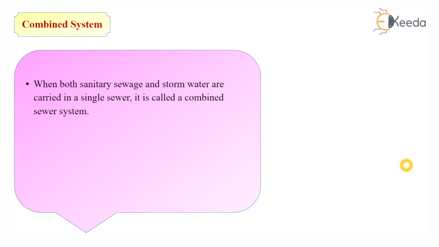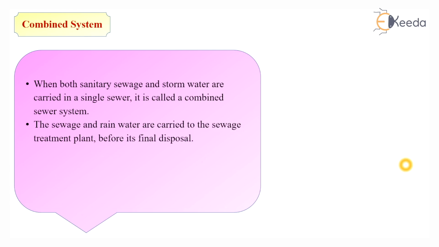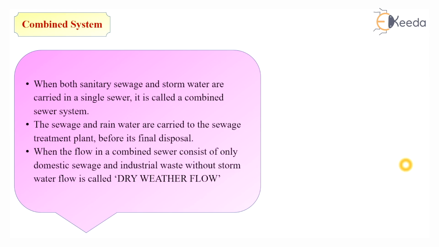That means we are combinedly collecting the sewage as well as storm water through this one set of sewer. So there is only one set of sewer. The sewage and rainwater are carried to the sewage treatment plant before its final disposal. When the flow in a combined sewer consists of only domestic sewage and industrial waste without stormwater flow, it is called as dry weather flow. So this dry weather flow term is very important. Dry weather flow is nothing but non-monsoon flow, that is the flow of sewage without any rainwater.